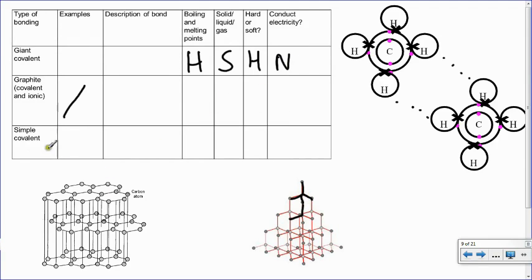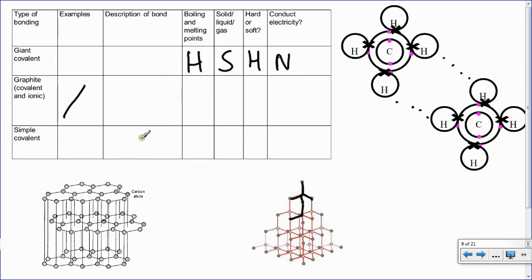Right, so let's look at simple covalent next. The bottom row, here I've shown a methane molecule. You can see there's a covalent bond here of sharing a pair of electrons between carbon and hydrogen. And these are the intermolecular bonds. You can see I've drawn them as dots because they're so weak. So the description of the bond is a weak bond, the only weak bond we're looking at.